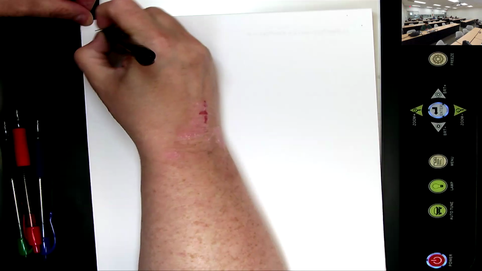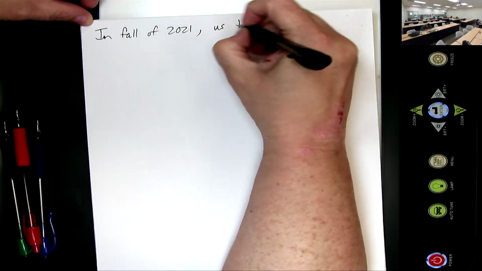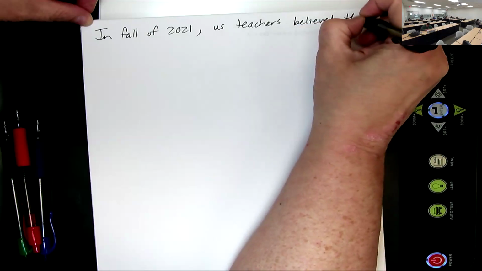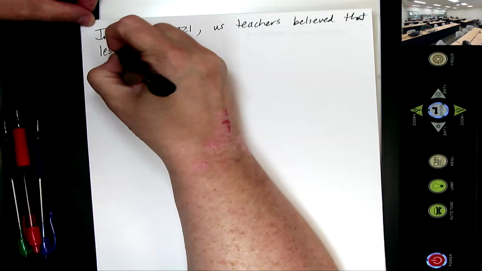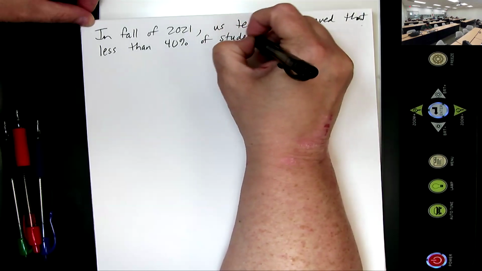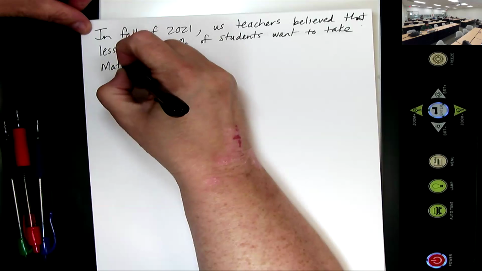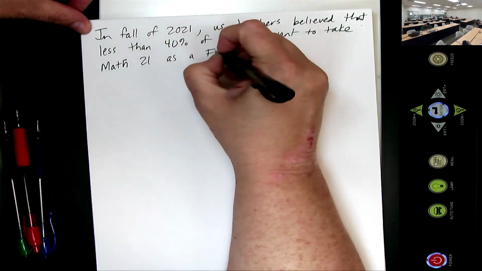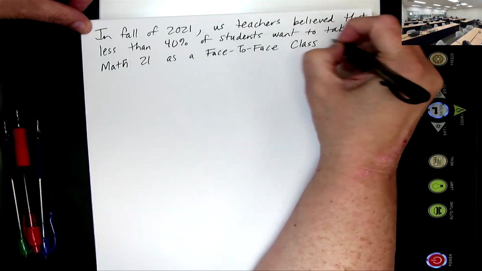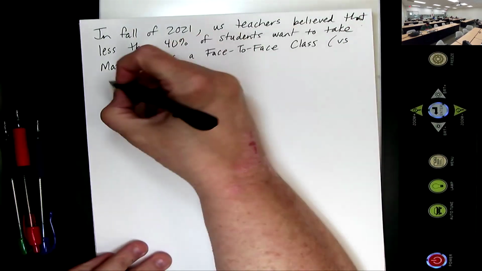In fall of 2021, teachers believed that less than 40% of students want to take Math 21 as a face-to-face class versus taking it online kind of thing.